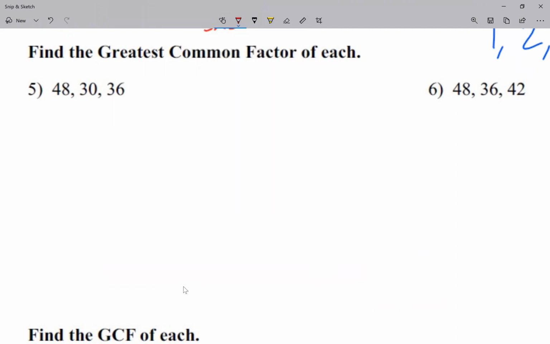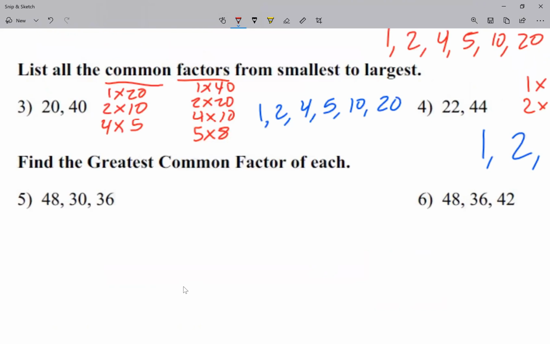There's going to be common factors. Common factors, we just saw those in questions 3 and 4. There could be more than one common factor, right? There could be multiple common factors. What I'm asking for with the greatest common factor is, from all the common factors, I just want to know which one's the biggest. Okay, so let's take a look.